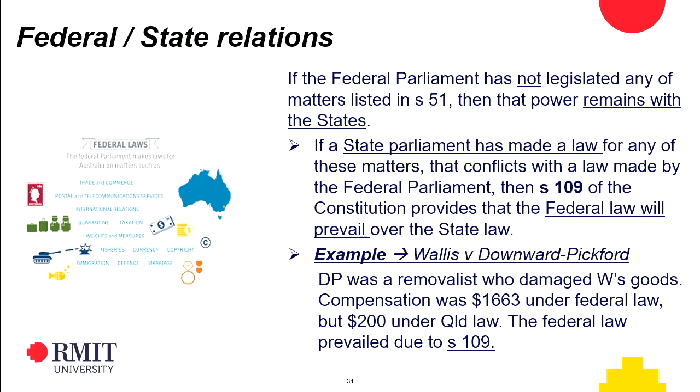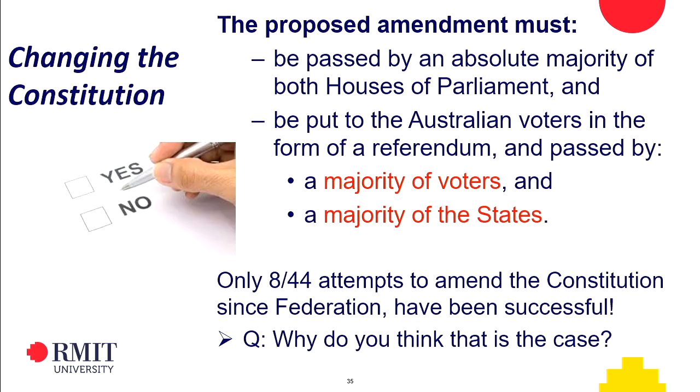So you can see here automatically that the removalist company wants to say Queensland law applies, but the poor guy that's had his equipment damaged wants to say that the federal law applies because he's going to get more money. It's a real-life example of that inconsistency. And because of Section 109, he was able to get the federal amount because it prevailed. That's a good example of the High Court also being favourable to the Commonwealth.